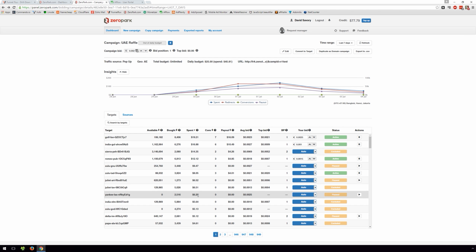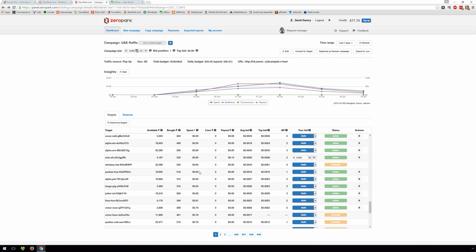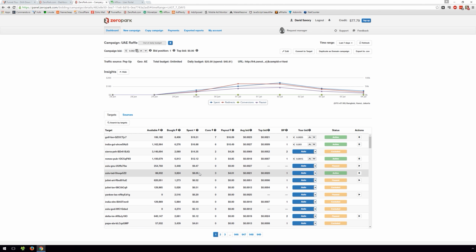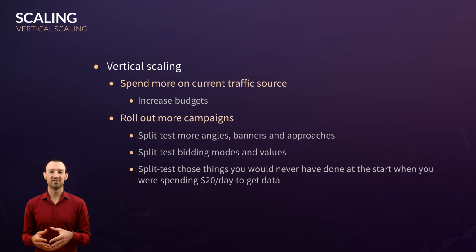What I then did is go through the spend and start ruthlessly killing off stuff that wasn't working very well. There's two obvious ways to actually do this. One, spend more money by increasing budgets of your campaigns that are working. That's pretty obvious, and you really want to do that anyway. The second thing is to roll out more campaigns.